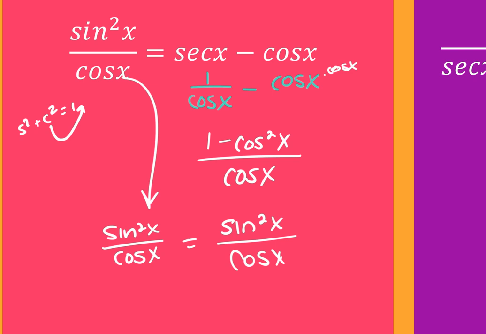This question might seem basic, but when do we use sine squared x versus sine x squared? You never use sine x squared. It's always, and it's weird, but the trig function is actually squared.